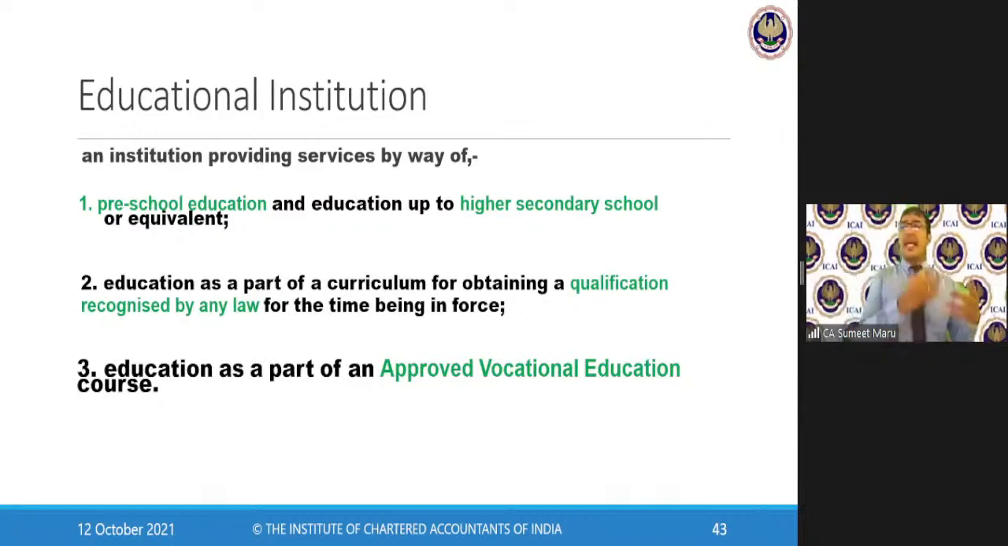Thereafter, we said exemption can be given to any activity or any supplier or any receiver or both. Exemption can be in part or full. How can exemption be given? By notification, or by special order in certain special circumstances. But remember, it should come by the recommendation of the council.